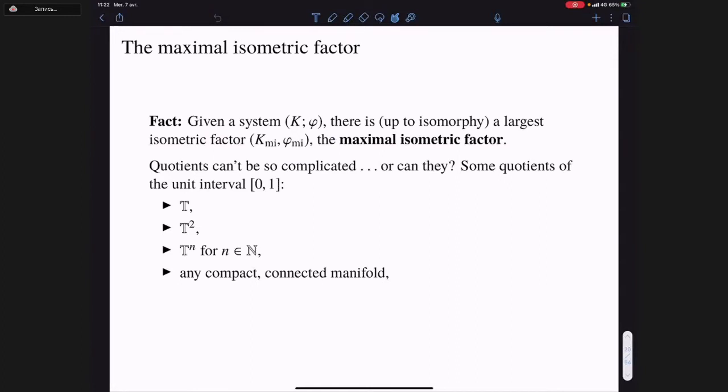Or if you want to be very fancy, you can take the unit ball of a separable Hilbert space with respect to the weak topology. So even infinite dimensional spaces can be realized as quotients of very, very simple topological spaces. So a priori, there's no reason to expect that if you take the quotients of dynamical systems, that they are somehow going to be smaller or less complicated than the system you started with when it comes to the geometric point of view.